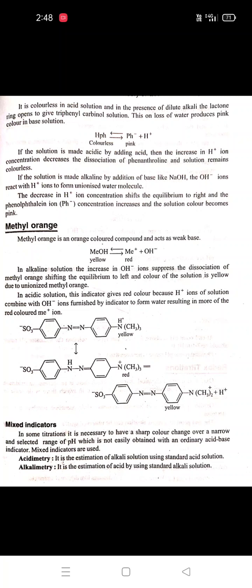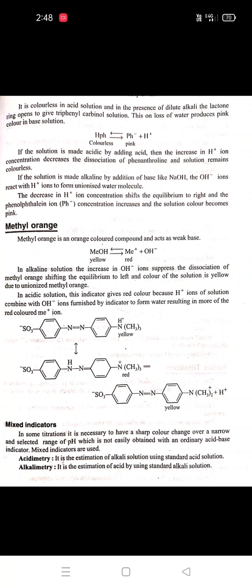But on the addition of OH minus, what is happening? When you add OH minus to the phenolphthalein compound, the lactone ring opens. So that's why it obtains a pink color. So this is about how phenolphthalein works.